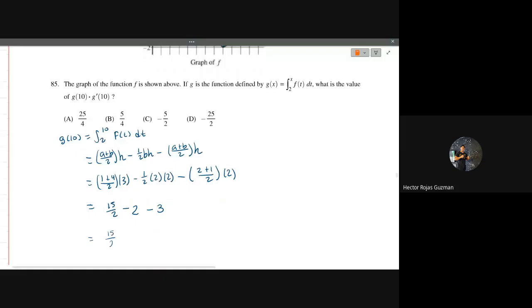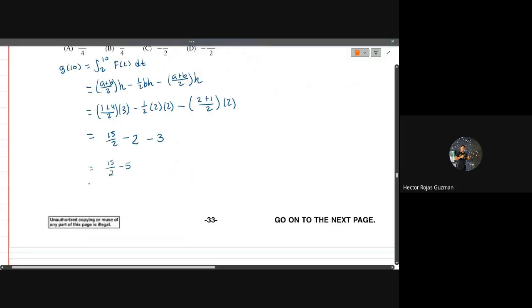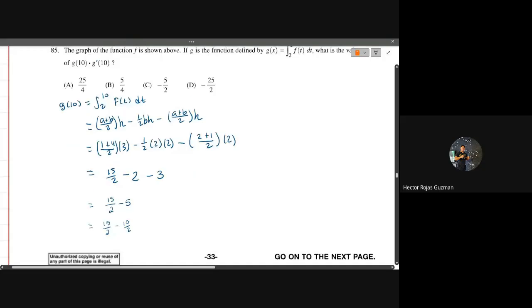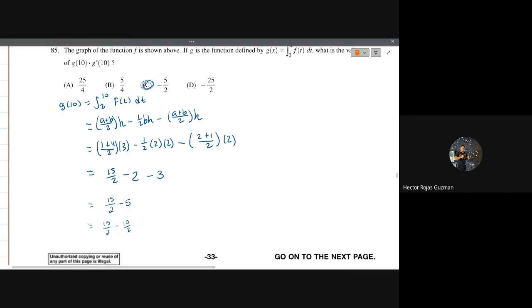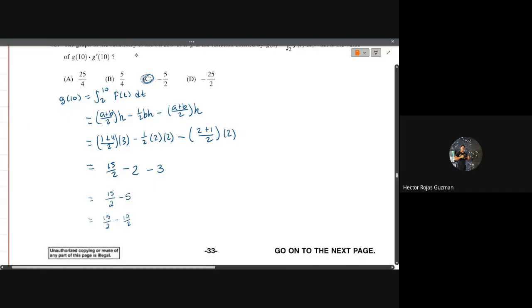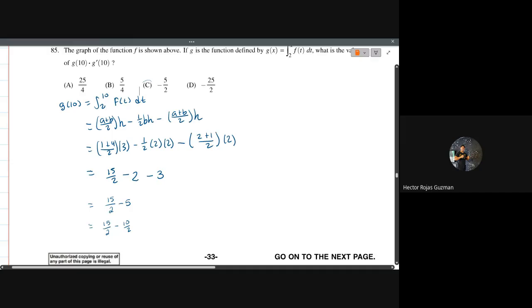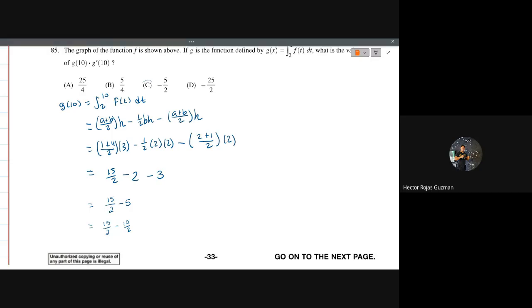(15 over 2 minus 5). (15/2 minus 10/2, which is negative 5/2). The answer is C. Oh, whoa, hold my horses here. I only did G of 10. I still have to figure out G prime of 10.